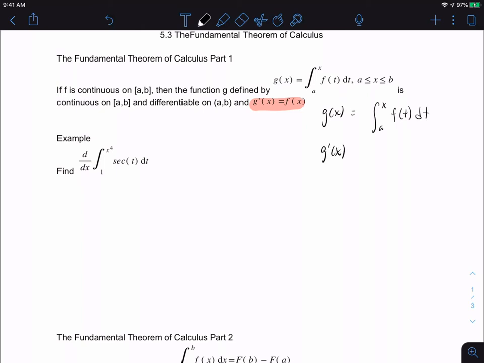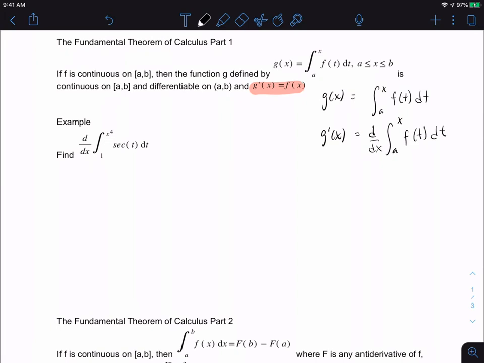But if I take the derivative of g with respect to x, I have to take the derivative on the other side as well, right? Does that make sense to you guys? Okay. So if I take the derivative of g on one side of the equation, I have to take the derivative on the other side. Well, what it's saying is g prime of x is going to end up with this thing on the right simply coming up with the function in terms of x. So what's going to happen really is this f of t function is going to change from a function in terms of t to a function in terms of x. Okay? That's all it is. That is part one of the fundamental theorem of calculus.